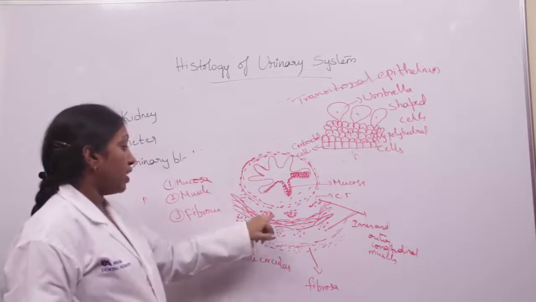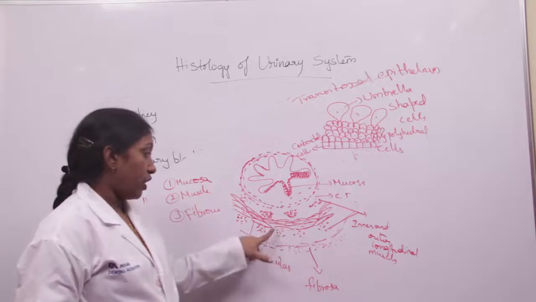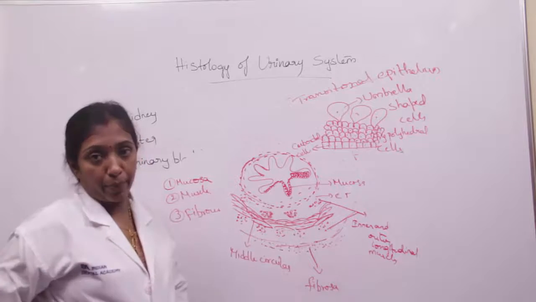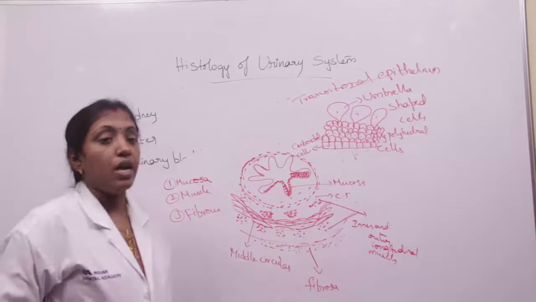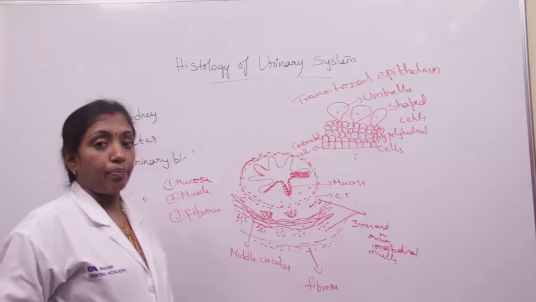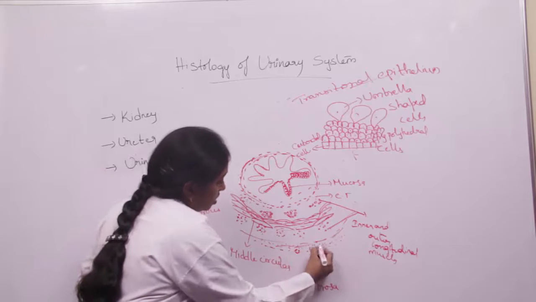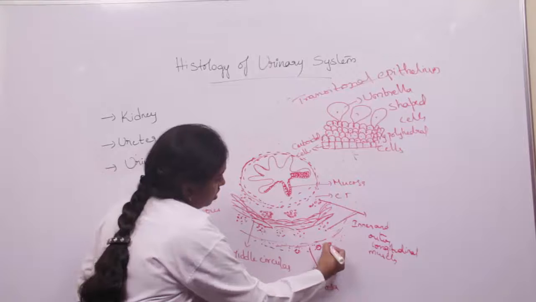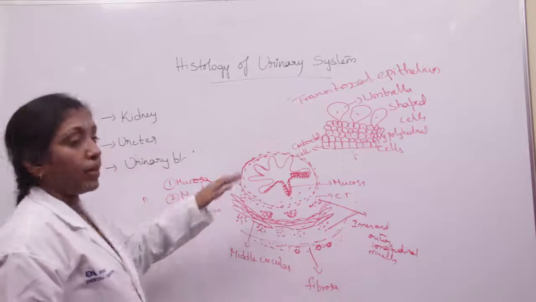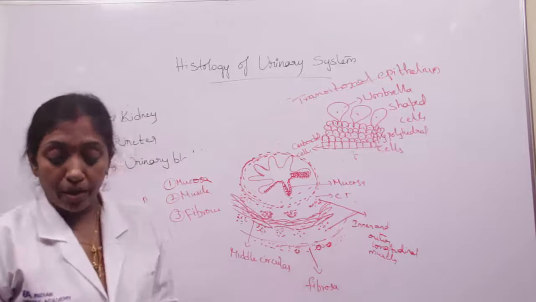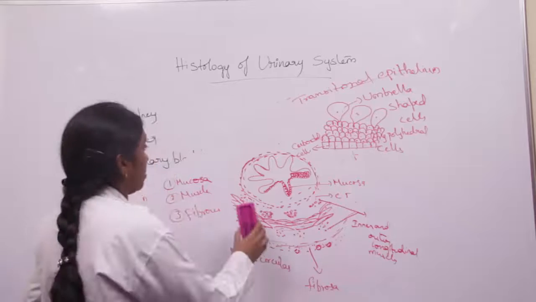And outer to the inner and outer longitudinal, middle circular, and outer to the muscle layer, you will be able to see the fibrosa, which consists of connective tissue fibers, diffuse lymphocytes, and some blood vessels. So that's about the ureter. The ureter consists of a star-shaped lumen. Okay, and coming to the urinary bladder.